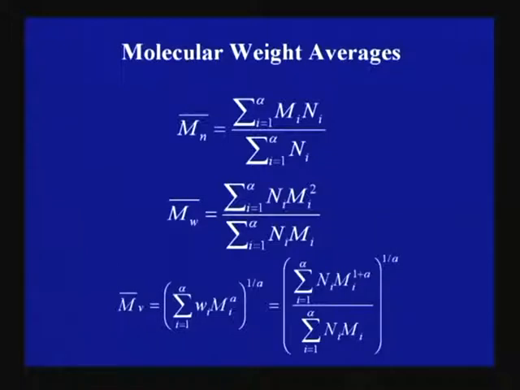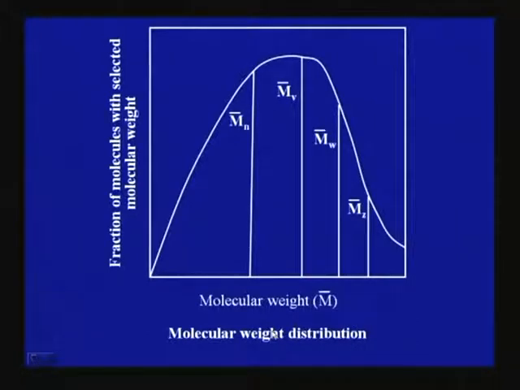So, look at the summary of these molecular weight averages: number average molecular weight, weight average molecular weight, viscosity average molecular weight. Then you draw the distribution curve. This is a distribution curve for different fractions of a polymer solution having different molecular weights. So, where the number average can be located, or the viscosity average, weight average, or Z average can be located.